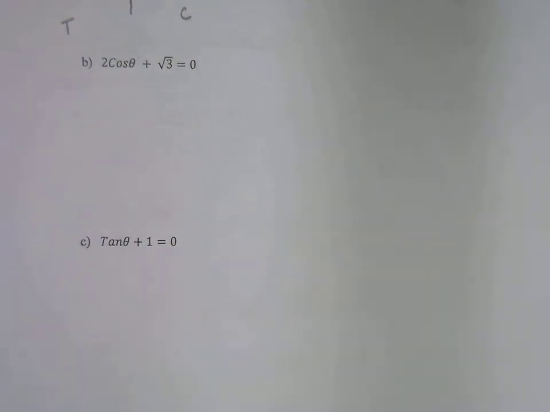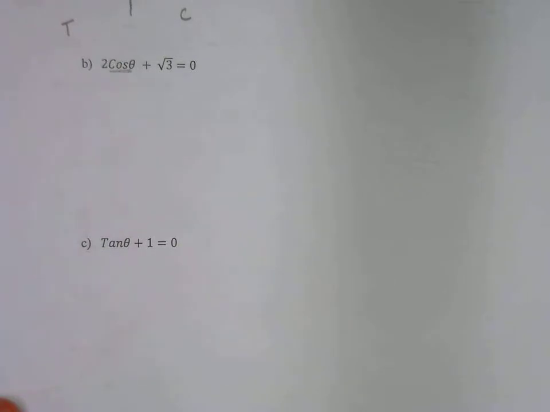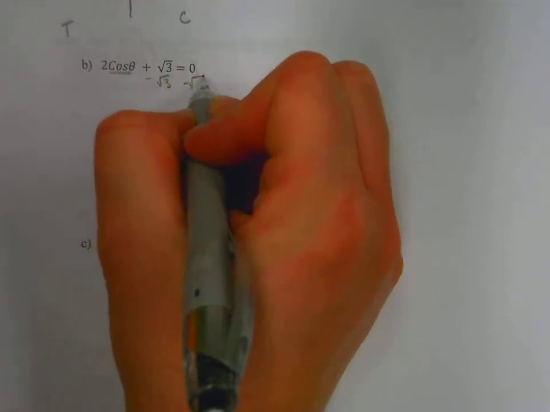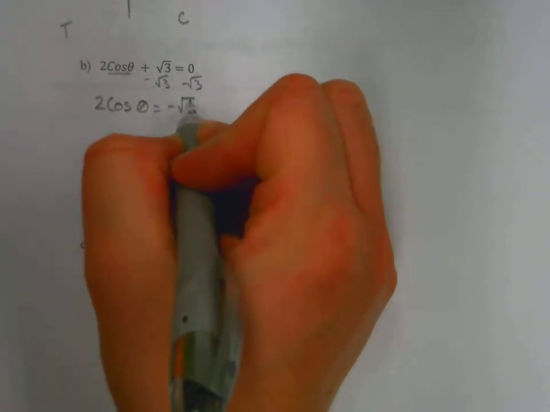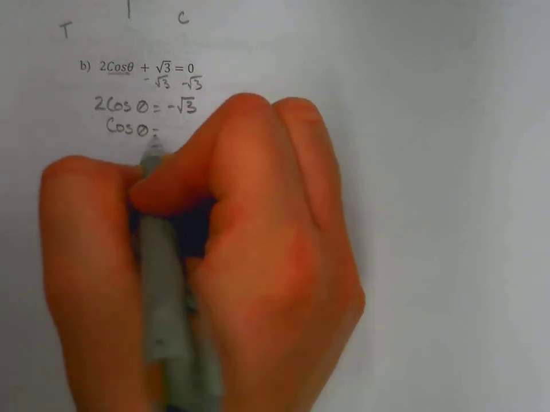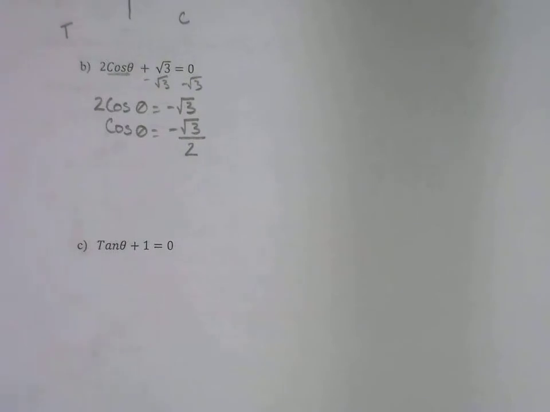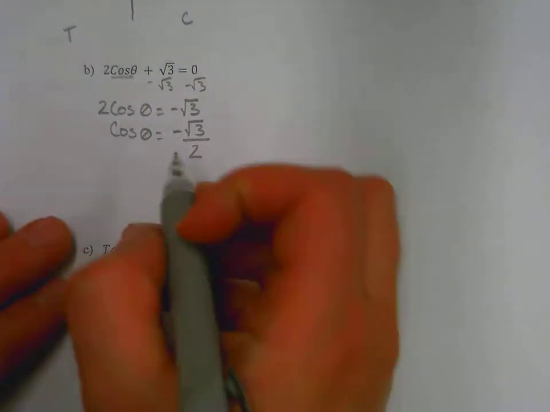2 cos of theta plus root 3 equals 0. Before we can do anything, we want to isolate cos of theta. Cos of theta is like a variable, like an x. So the first thing we're going to do is subtract root 3 from both sides. I'm left with 2 cos of theta equals negative root 3. Then I'm going to divide everything by 2.